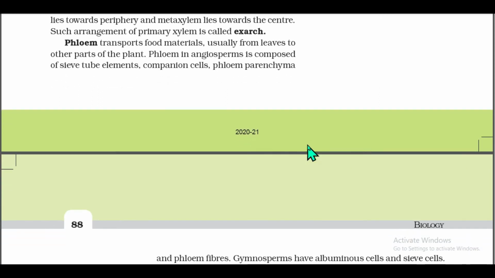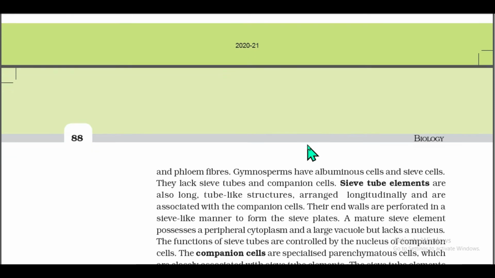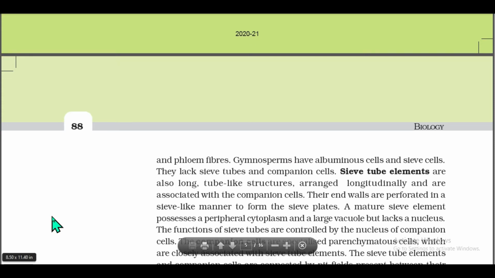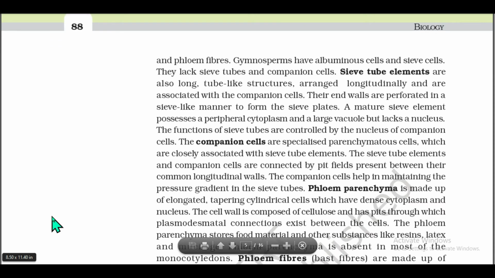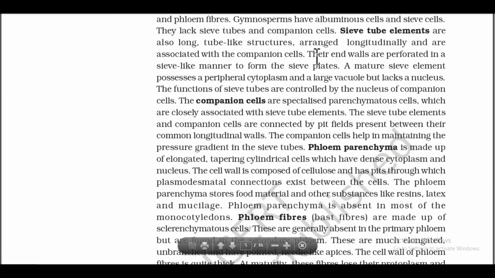Phloem transports food materials, usually from leaves to other parts of the plant. Phloem in angiosperms is composed of sieve tube elements, companion cells, phloem parenchyma and phloem fibers. Gymnosperms have albuminous cells and sieve cells. They lack sieve tubes and companion cells. Sieve tube elements are also long tube-like structures arranged longitudinally and are associated with the companion cells. Their end walls are perforated in a sieve-like manner to form the sieve plates.